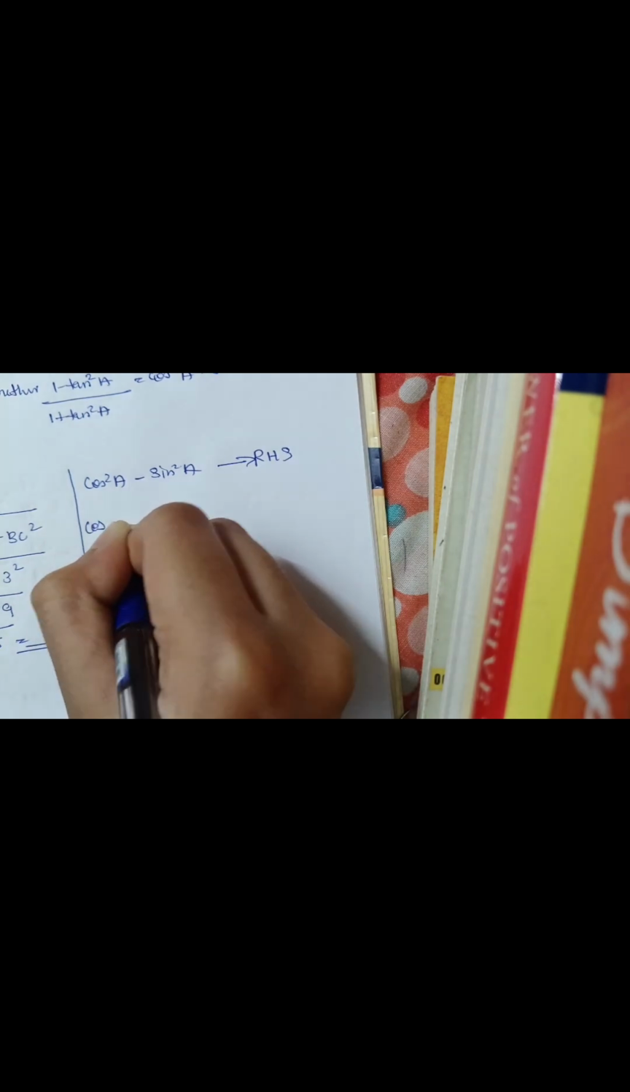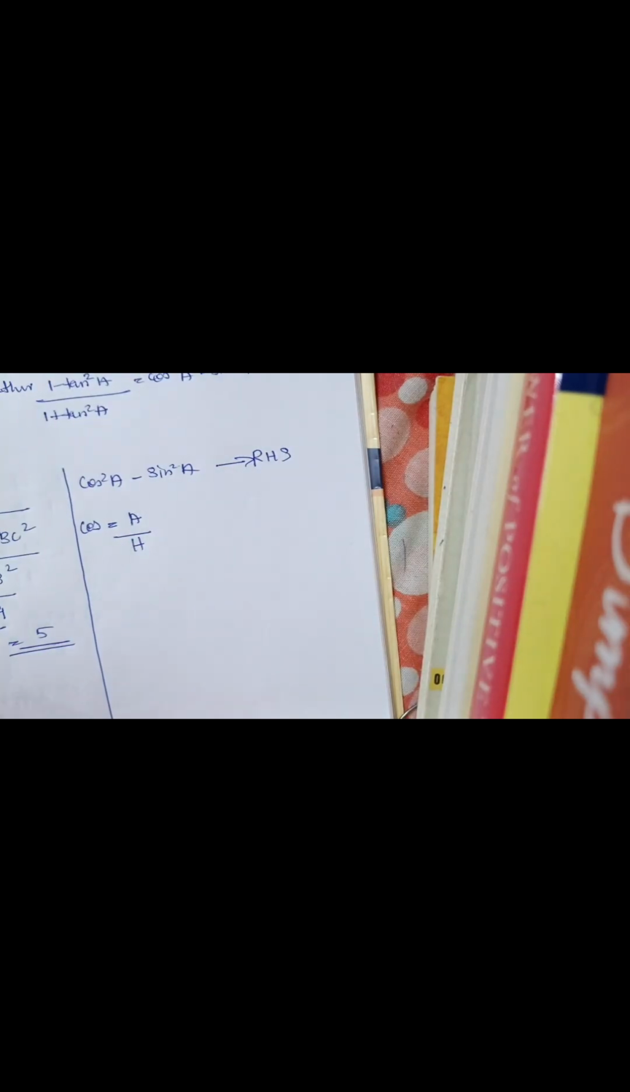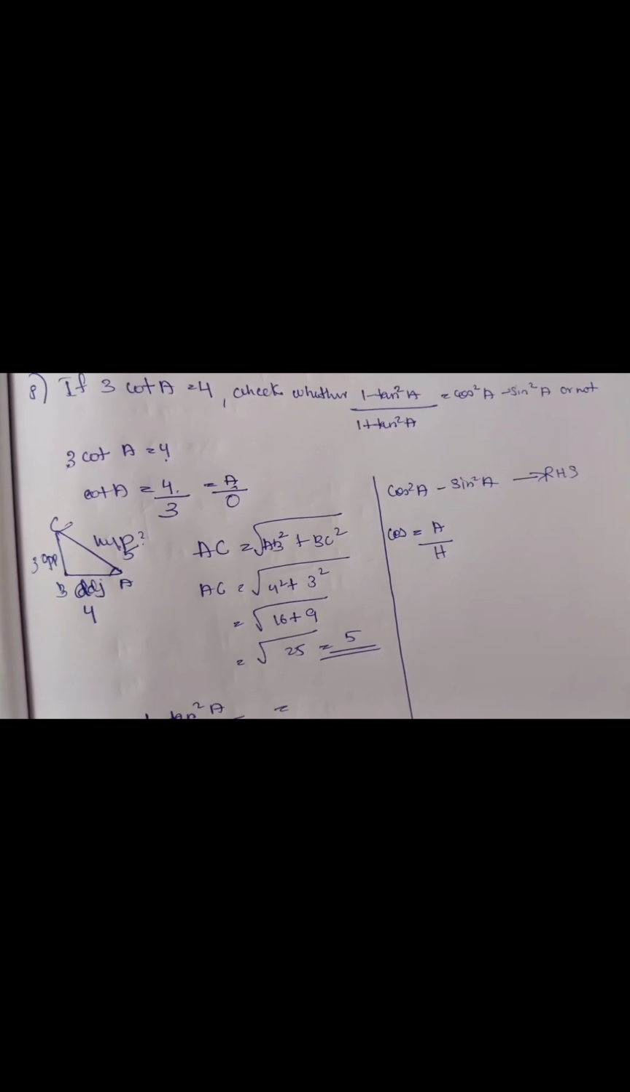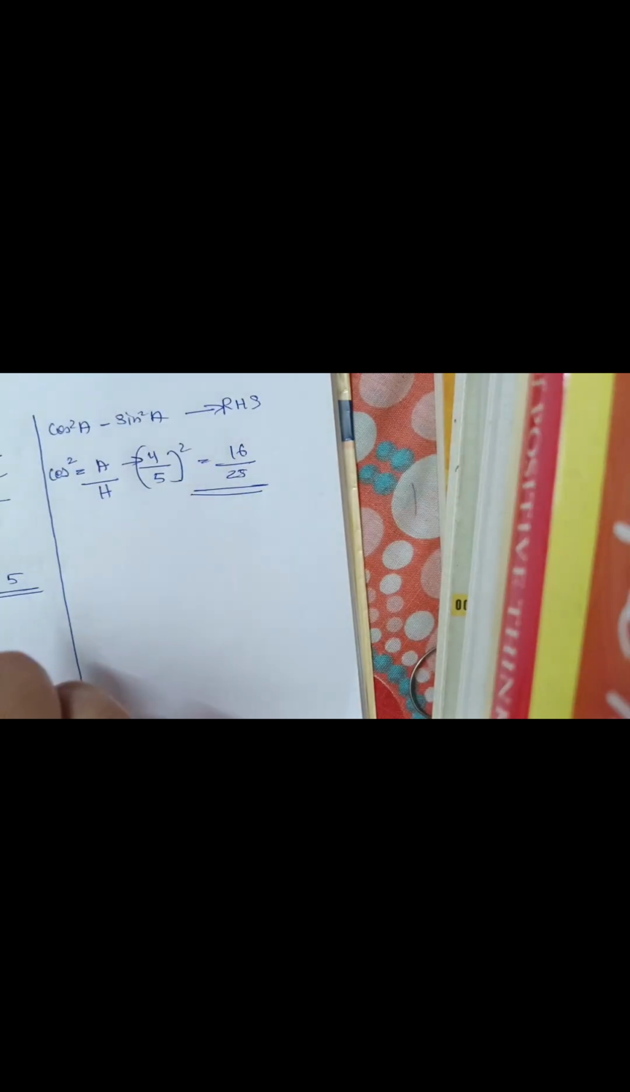Now, what's the value of cos? Cos equals adjacent by hypotenuse. In this figure, we can see that the adjacent side is 4 and the hypotenuse side is 5. So, adjacent by hypotenuse is 4 by 5, and we have to find the value of cos square A. So, cos square equals the whole square. That means 16 by 25 is cos square A.